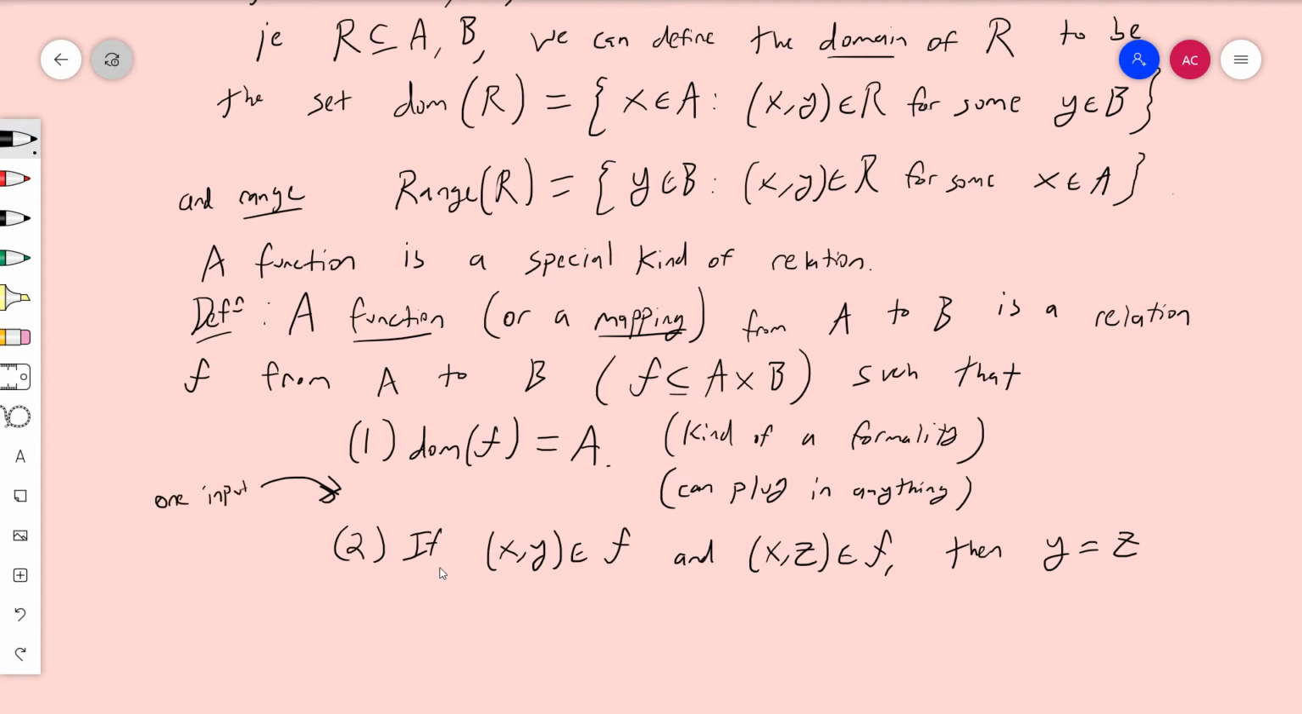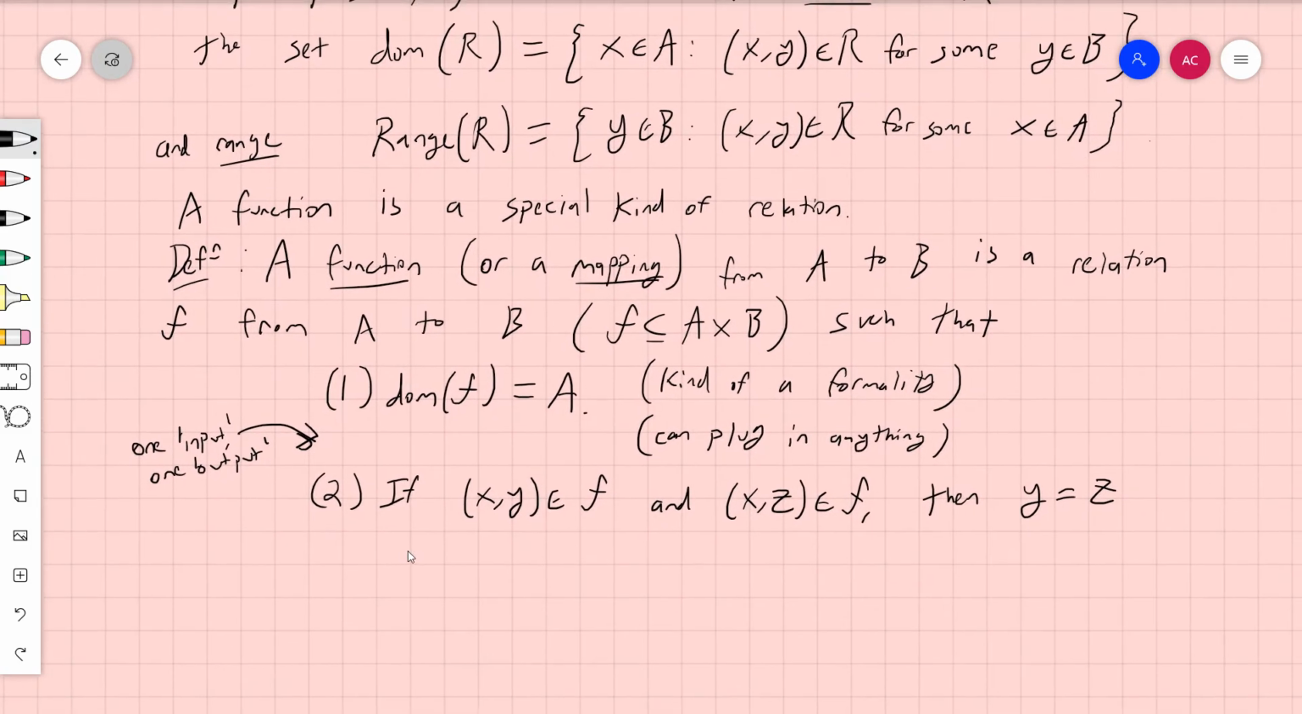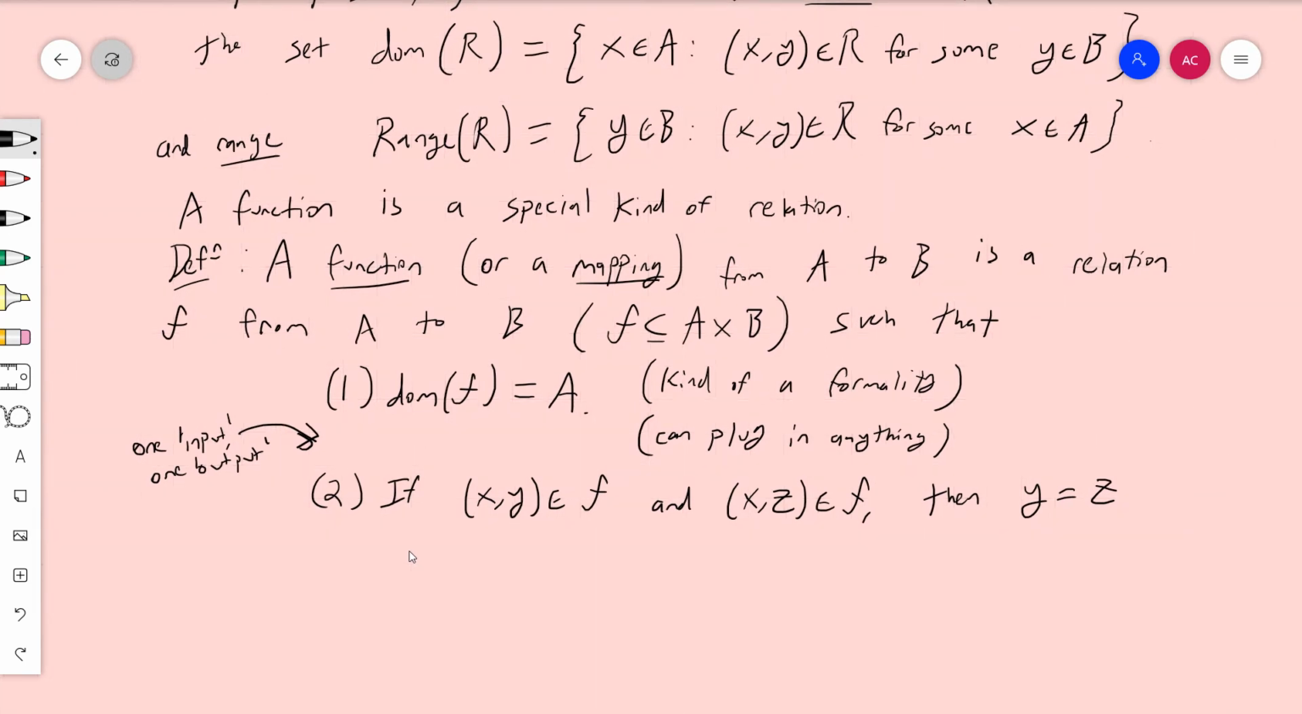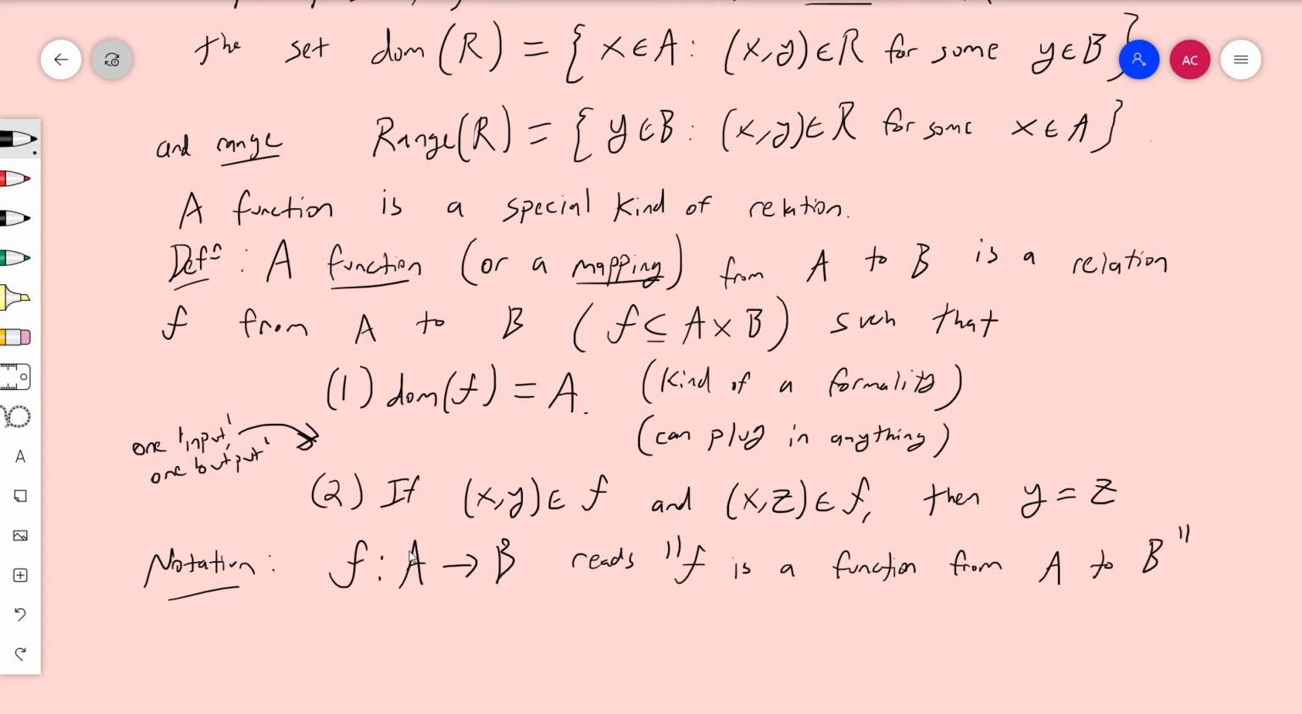One input, one output. And obviously I'm putting these things in quotes because it's kind of a choice to interpret things as inputs and outputs. But that's the idea with a function. So notation. If I say f with a colon and then A and then an arrow and then B, this reads f is a function from A to B. So that's how this reads.